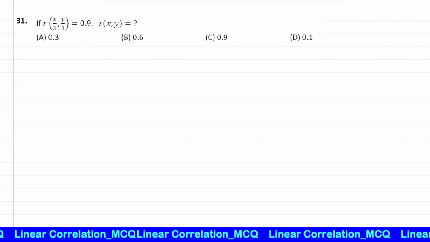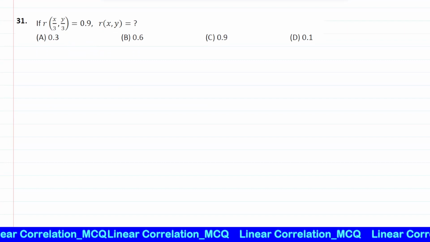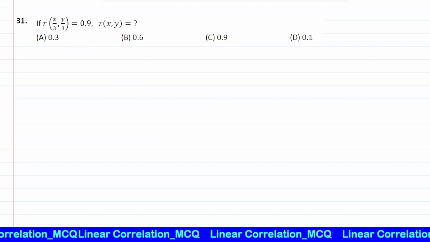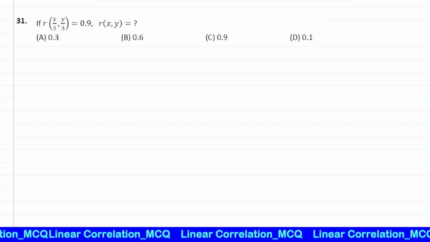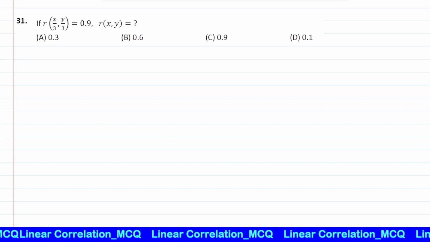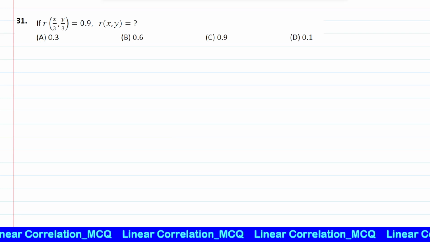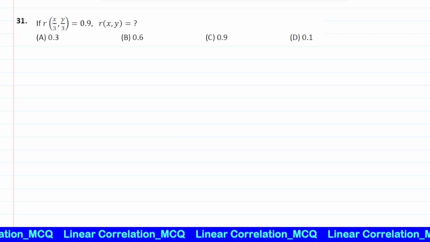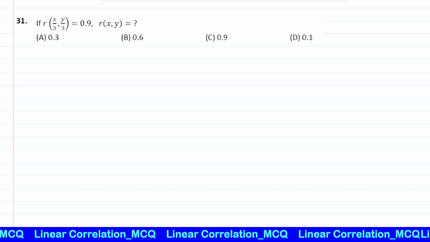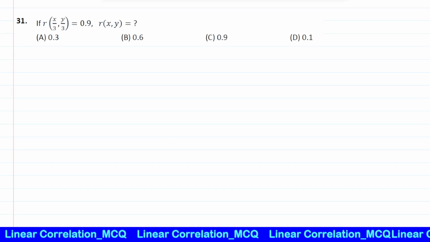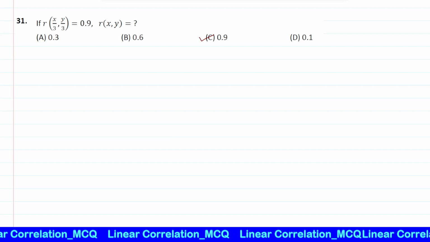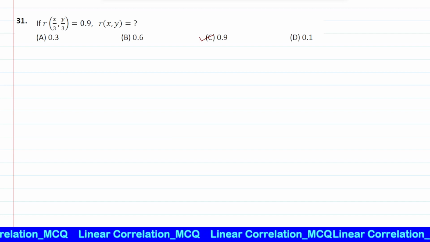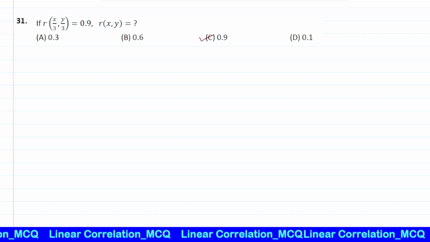Question 31. r of x by 3 comma y by 3 equals 0.9. Then what is rxy? Earlier we learned that there is no effect of origin and scale on the correlation coefficient, meaning there is no effect of multiplication and division. So rxy can be 0.9, because division does not change the answer. So option C is correct.